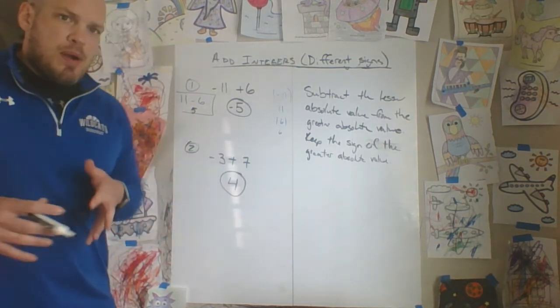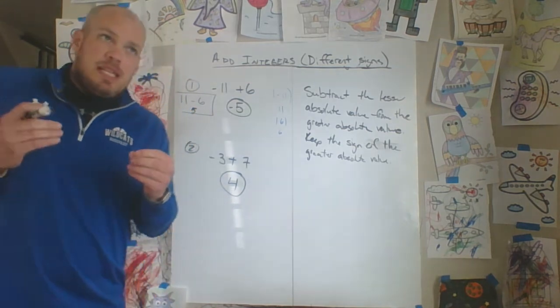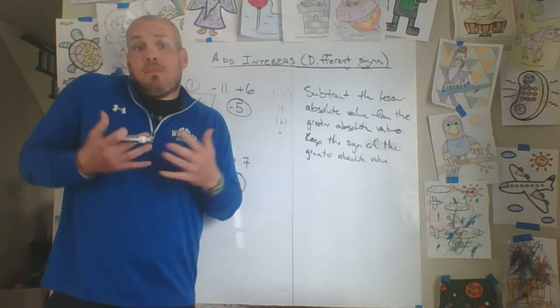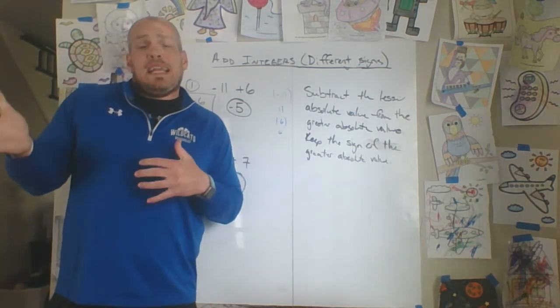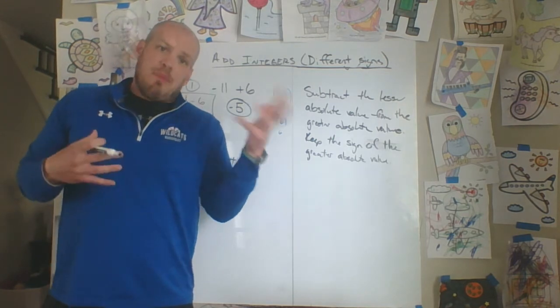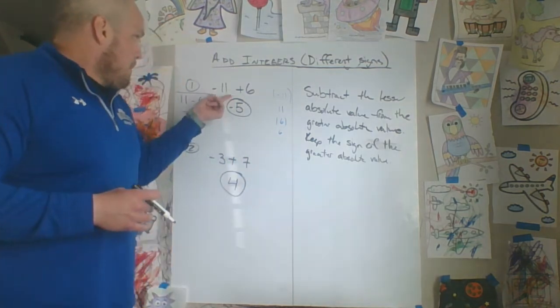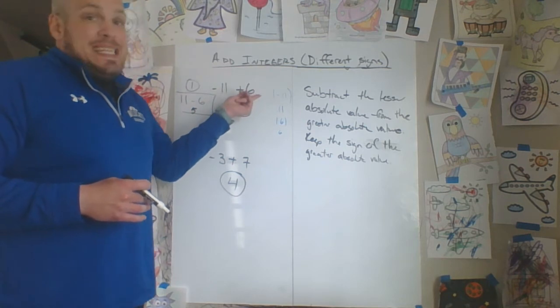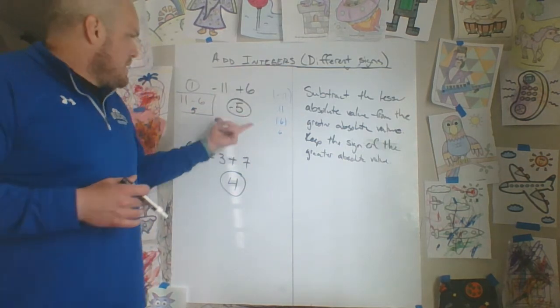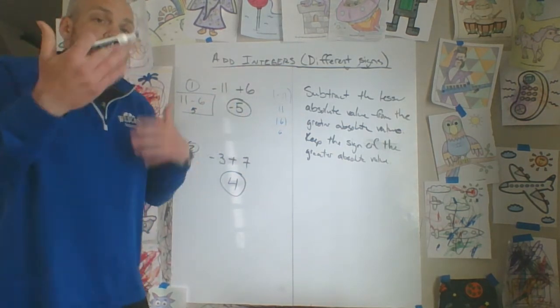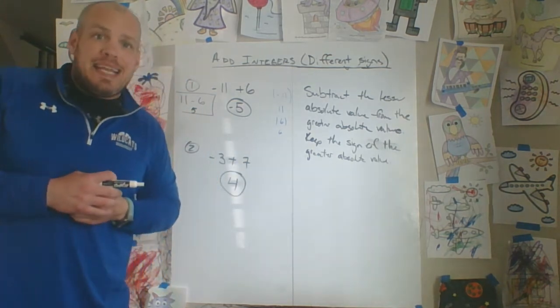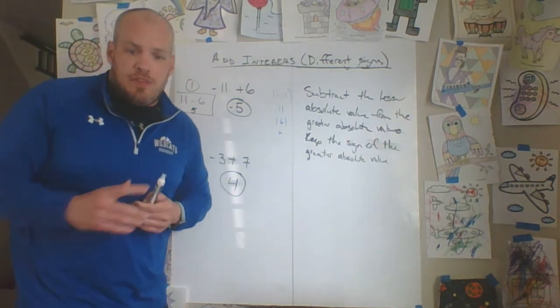And when I'm doing these problems, a lot of times it's easier to think as if it's money, and think of negative as owing somebody and positive as money that you have. So if I owed somebody $11 and I had $6 and I gave that person $6, I would still owe them $5. It's another way you can think of adding integers with different signs.